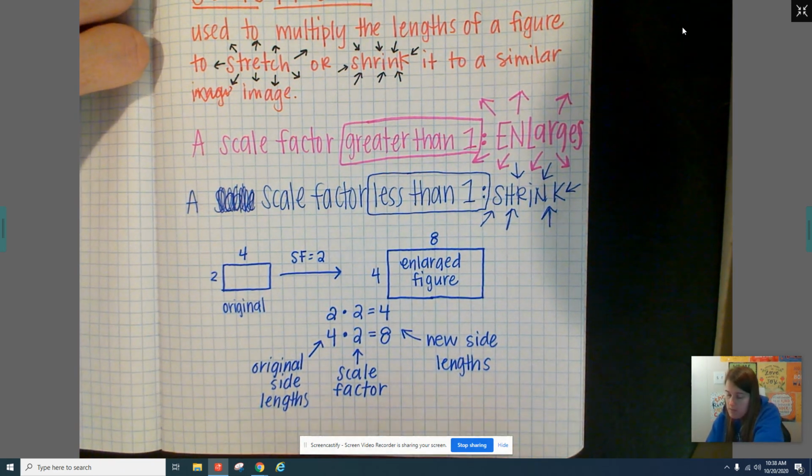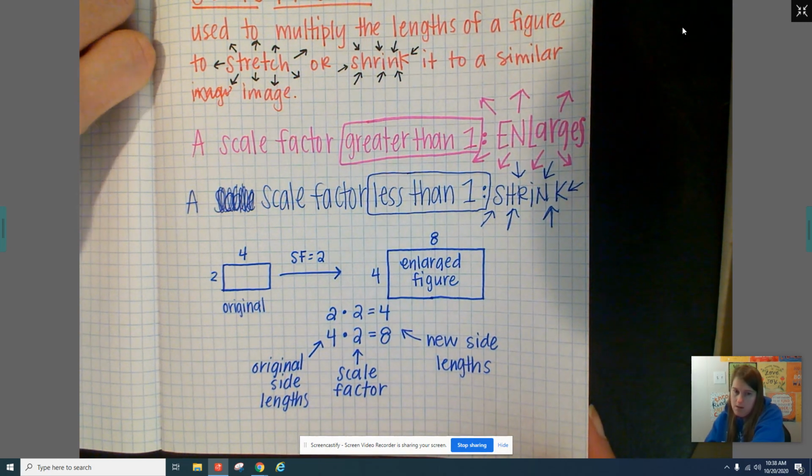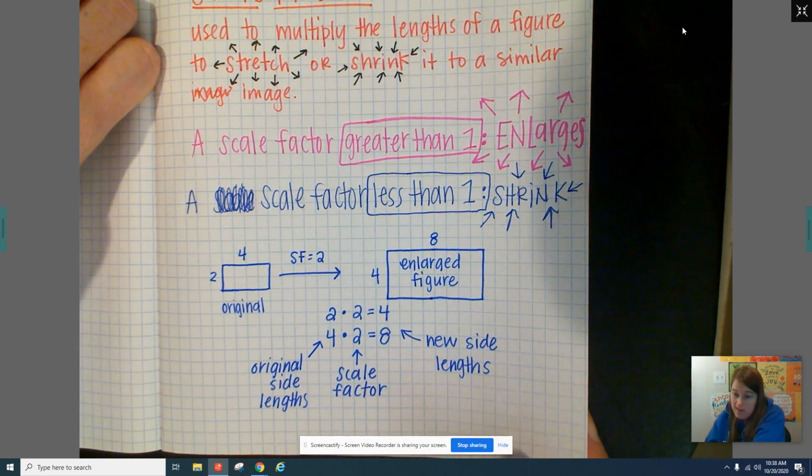So I'm out of room. If you're out of room, turn the page. If not, keep going. Remember, you can always pause this too.